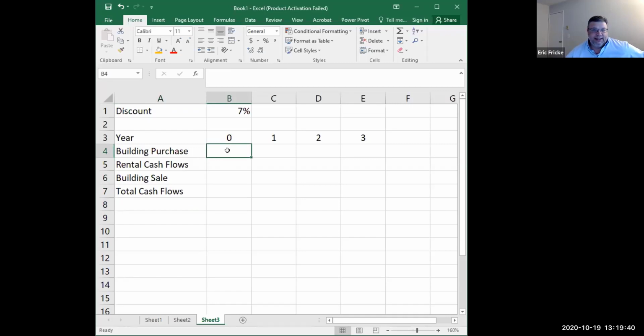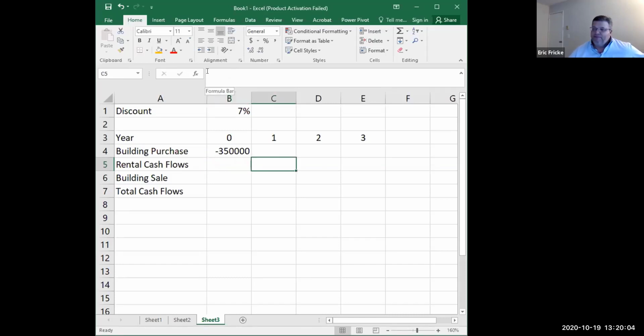So let's put in the building purchase price. And we're told that it's $350,000, right? But here's the deal, we want to make this a negative cash flow. So let's put in a minus sign in front of it, because it's money that we're paying out to buy the building, okay?